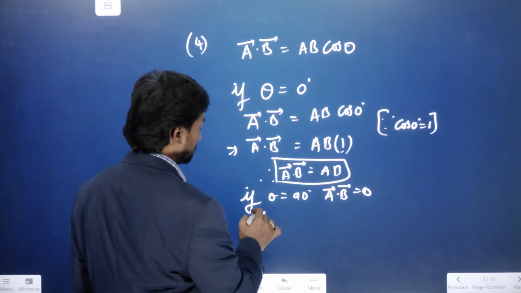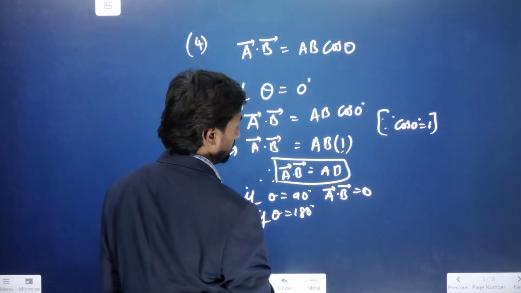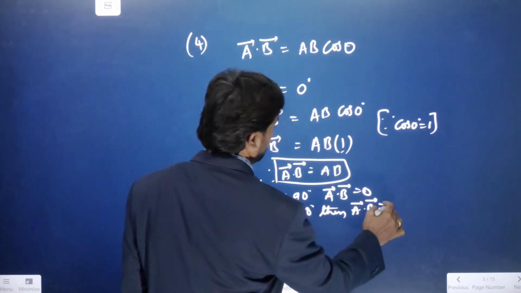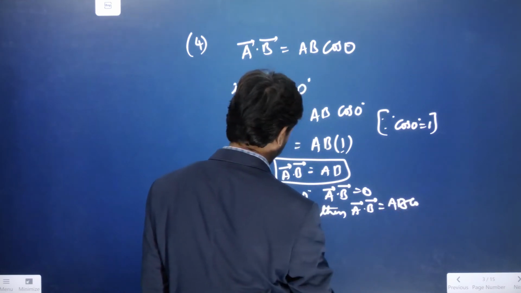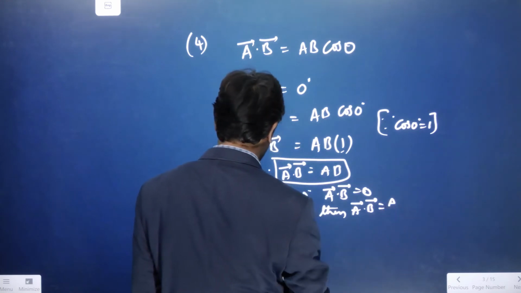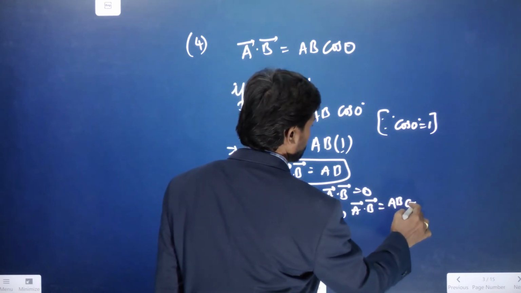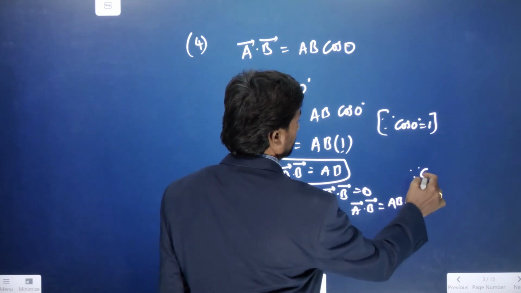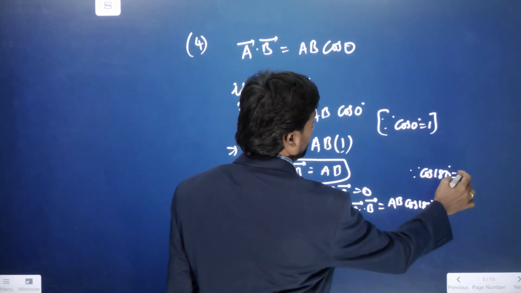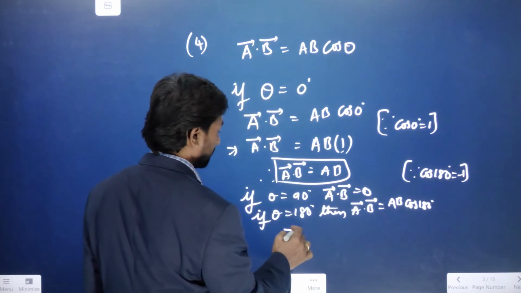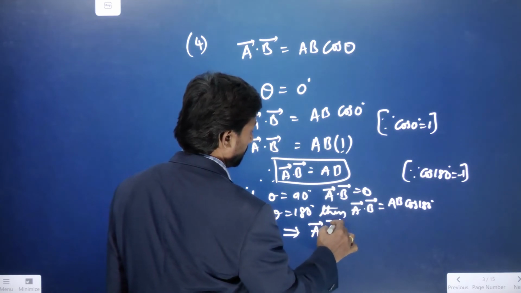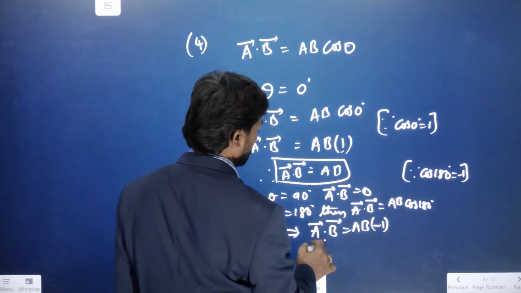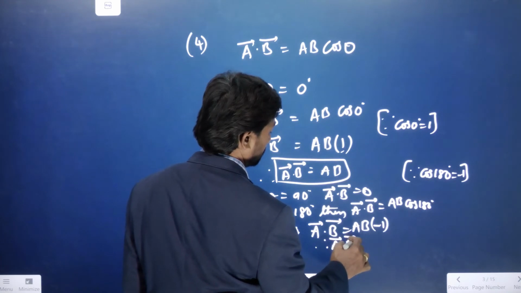Now if theta is equal to 180 degrees, then a bar dot b bar is equal to ab cos 180 degrees. Since cos of 180 degrees is equal to minus 1, we get a bar dot b bar equal to ab times minus 1. Therefore a bar dot b bar is equal to minus ab.